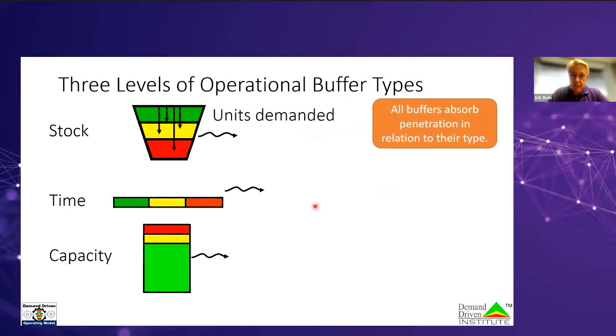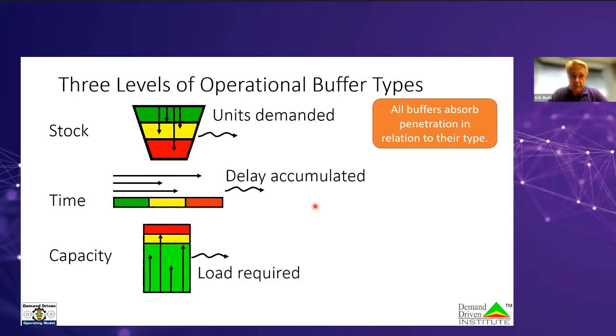Stock buffers help protect against penetration and give us that constant availability. Time buffers help us compensate for the delays that may accumulate upstream of a given process step. And capacity buffers are there to help us compensate for the different loads that may be required, either due to variation or changes in workload mix and things like that.